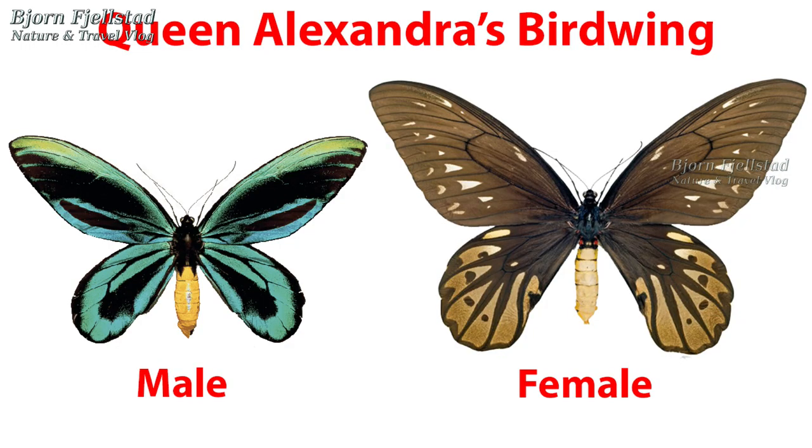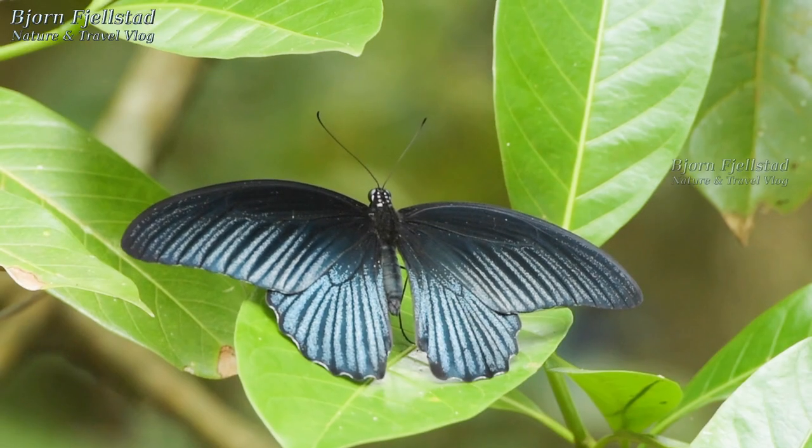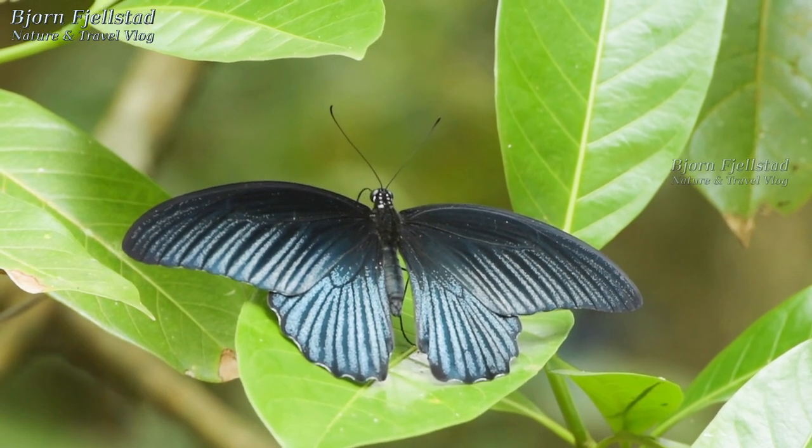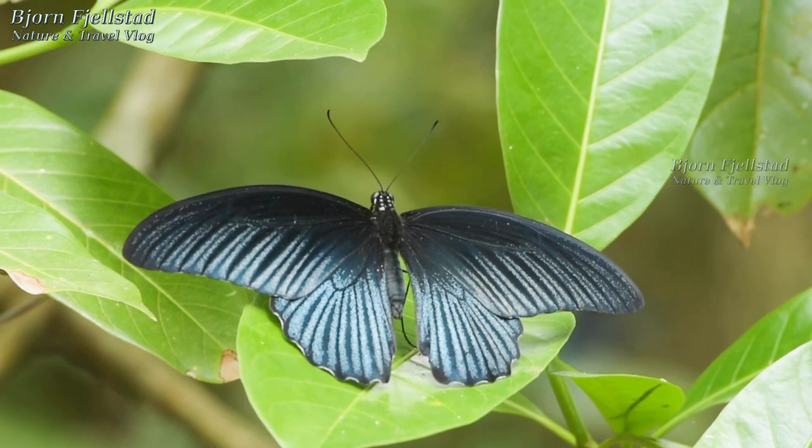Endangered species. Queen Alexandra's birdwing is the largest butterfly in the world. The species is endangered, and is one of only three insects, the other two being butterflies as well, to be listed on Appendix 1 of CITES, making international trade illegal.